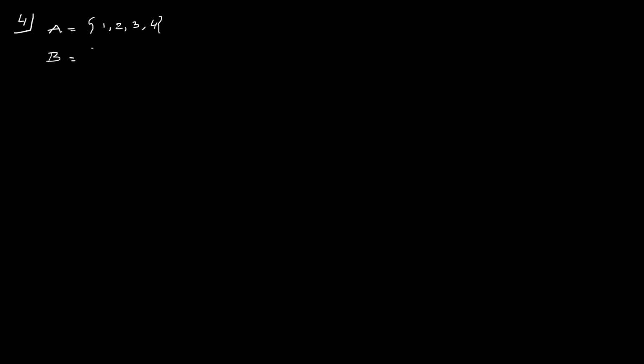B is actually just going to be the multiplication of that. It's just going to be 2, 4, 6, and 8. Right? And then C is going to be the prime numbers, all the prime numbers smaller than 10.